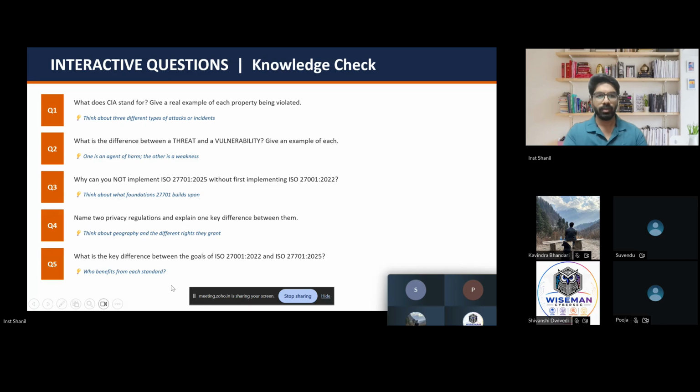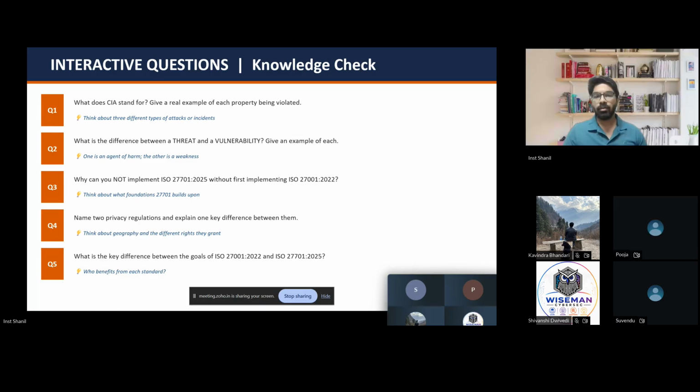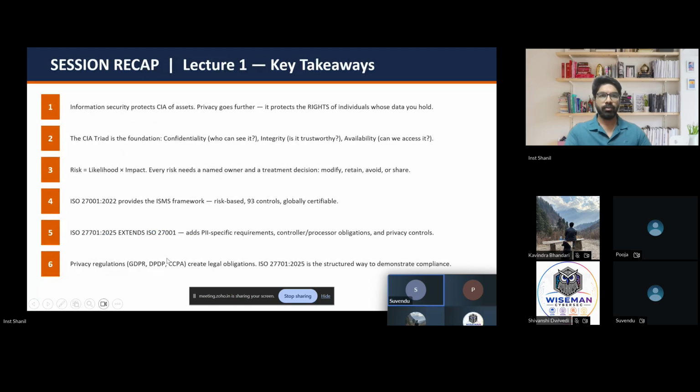Question 5. ISO 27001 is for protecting our organization's information, and 27701 is for privacy. Correct. ISO 27701 is for the privacy of individuals, the privacy rights of individuals. Perfect.